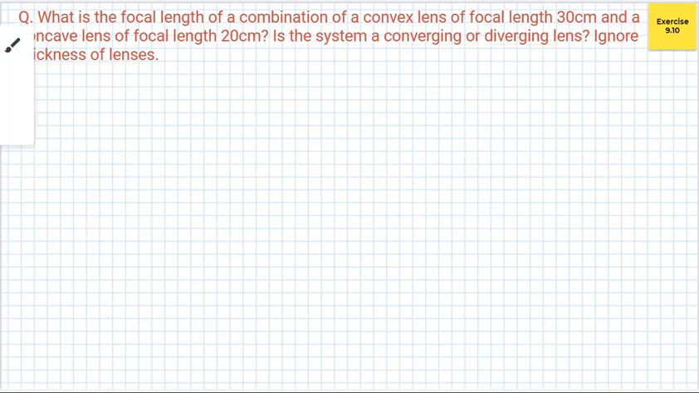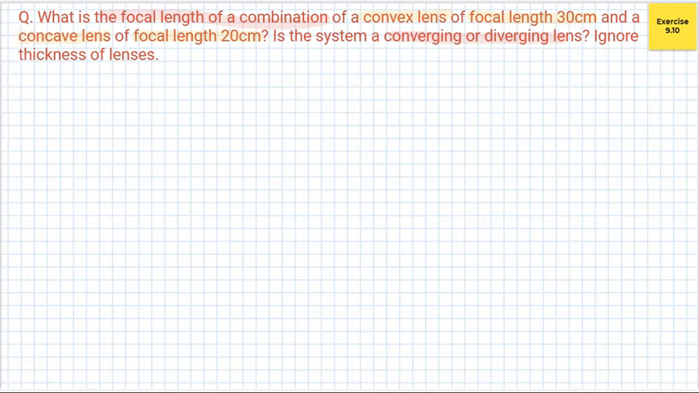Now, in this question, they have first asked us to calculate the focal length of the combination of lenses. After we know what we have to find, what are the hints given in the question? The first hint is what kind of lens you have. It is a convex lens, and its focal length is 30 centimeter. Next, the second lens is a concave lens with a focal length of 20 centimeter. Using these details, we can find the focal length of the combination. After that, we have to determine whether the lens is converging or diverging.